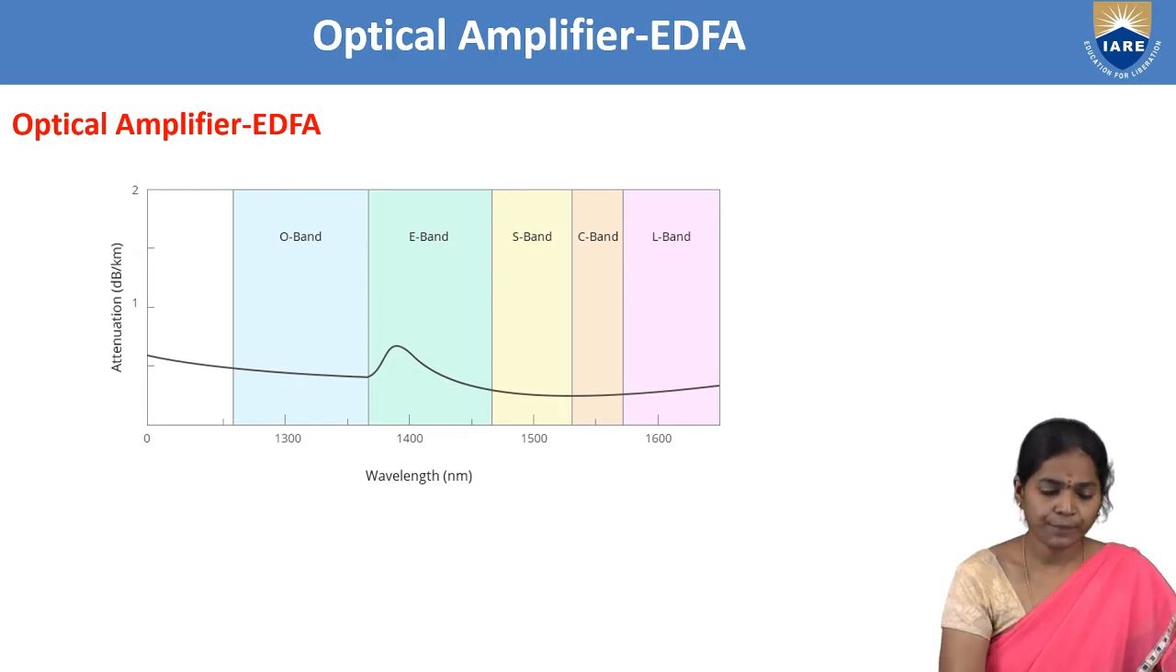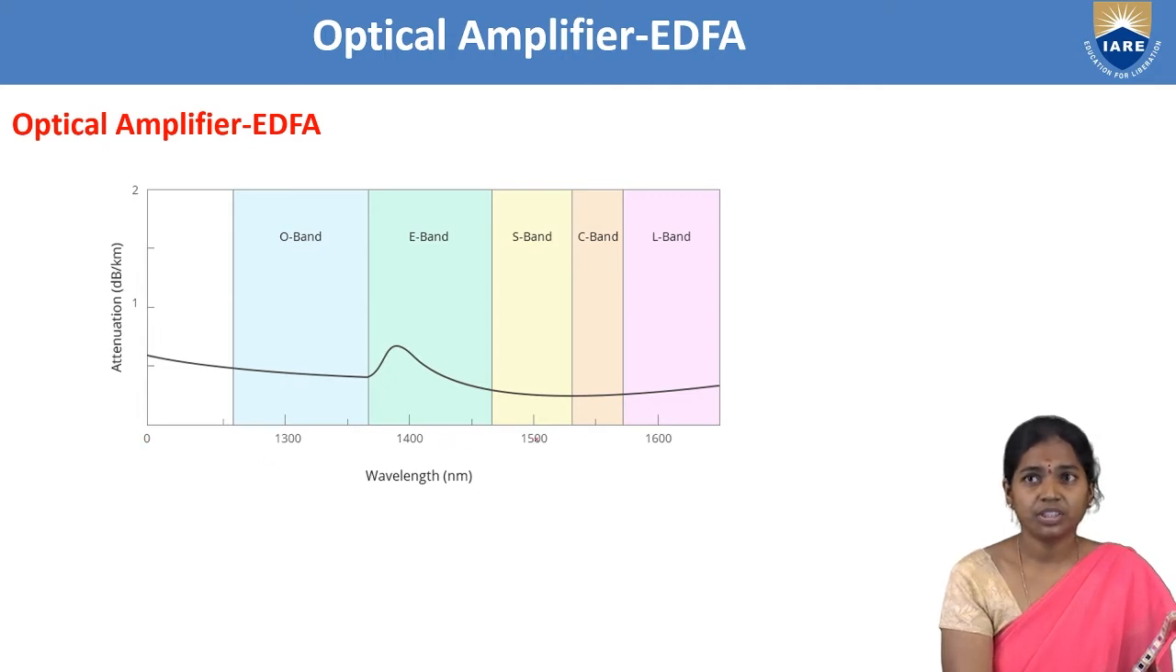So observe here attenuation and wavelength. Here the wavelengths are 0, 1300, 1400, 1500 to 1600. But here, for the optical fiber in EDFA, we are using the C and L band. With the use of this band of frequencies, it is applicable for telecommunication.